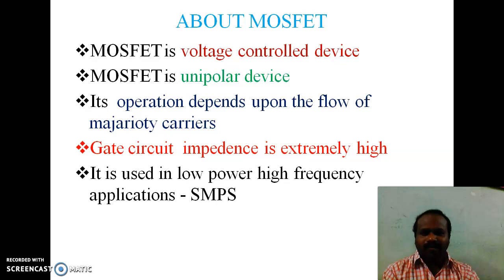About the MOSFET: MOSFET is a voltage controlled device. MOSFET is a unipolar device. Unipolar device means its operation depends on the flow of majority carriers only. Its input impedance, that is gate circuit impedance, is extremely high, in the order of megohms. So, it can be used in low power high frequency applications such as SMPS. SMPS means switch mode power supply.